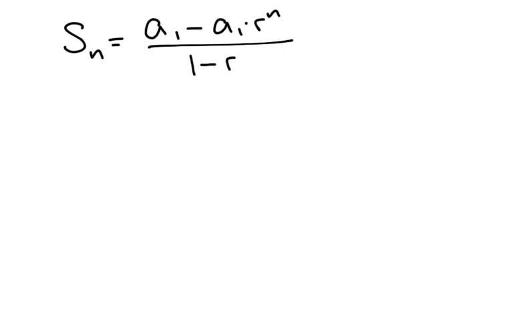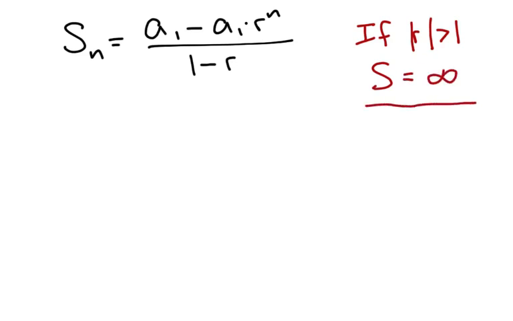So let's take a look at our formula for the sum of a geometric series. Now, what we just saw is that if the common ratio is greater than 1, and I mean that in absolute value, if the common ratio is greater than 1, then that infinite sum is going to be infinity. But what happens if the common ratio is less than 1? So we have that common ratio, it's a fraction, and that's what makes each successive term smaller and smaller.